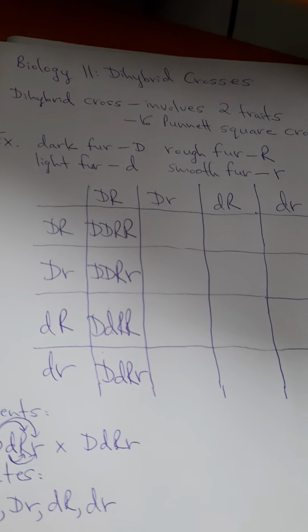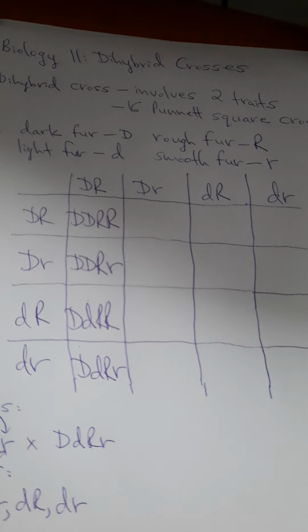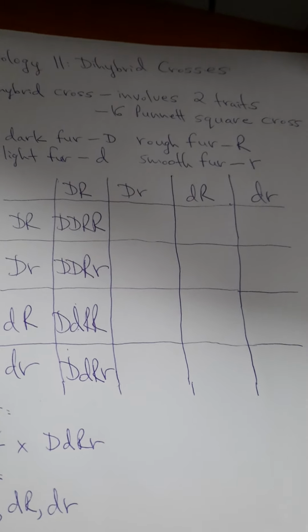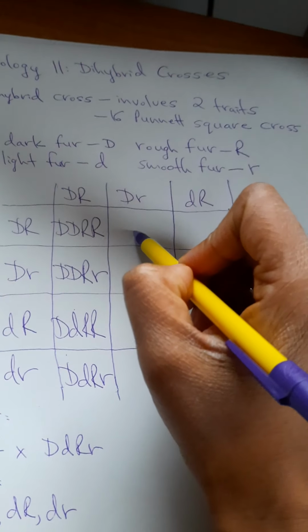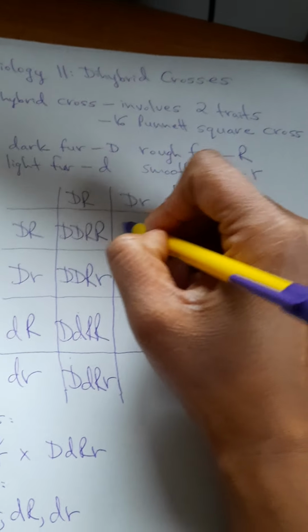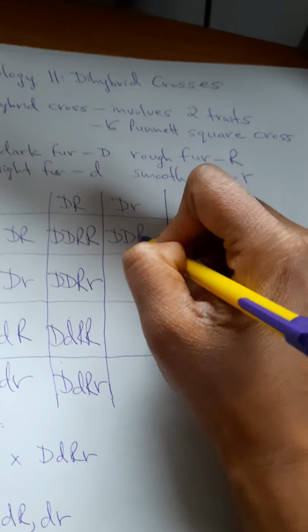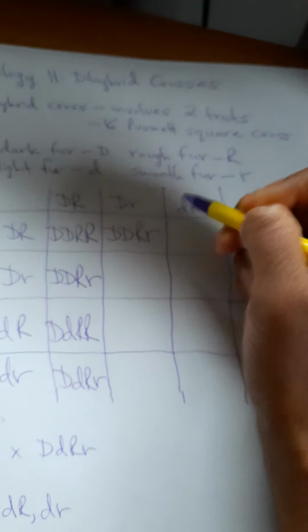Does everyone see how we're doing that? Make sure you're putting the letters together. Okay? And always put the capital letter first. So let's try this box here. Okay? Capital D, capital R, small r.